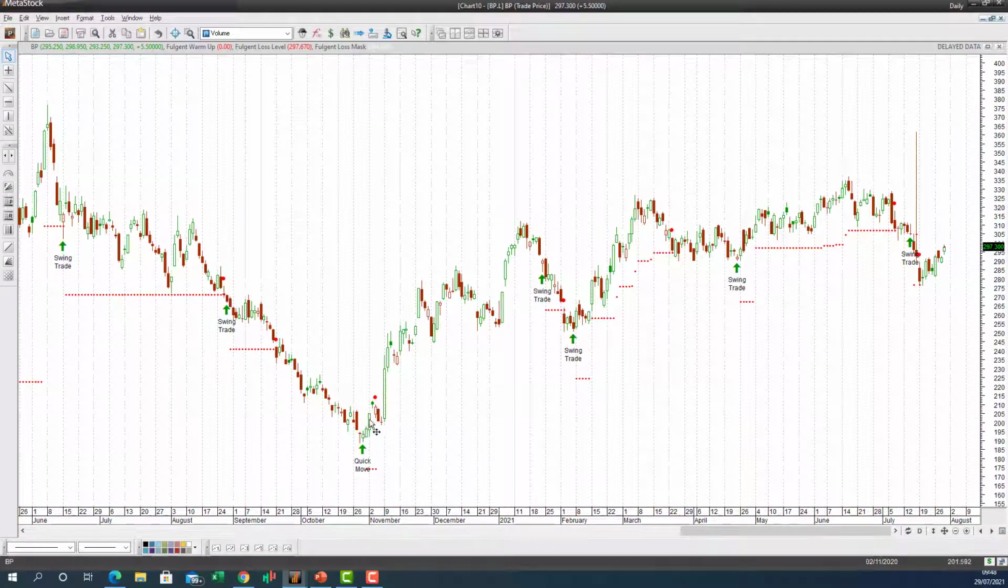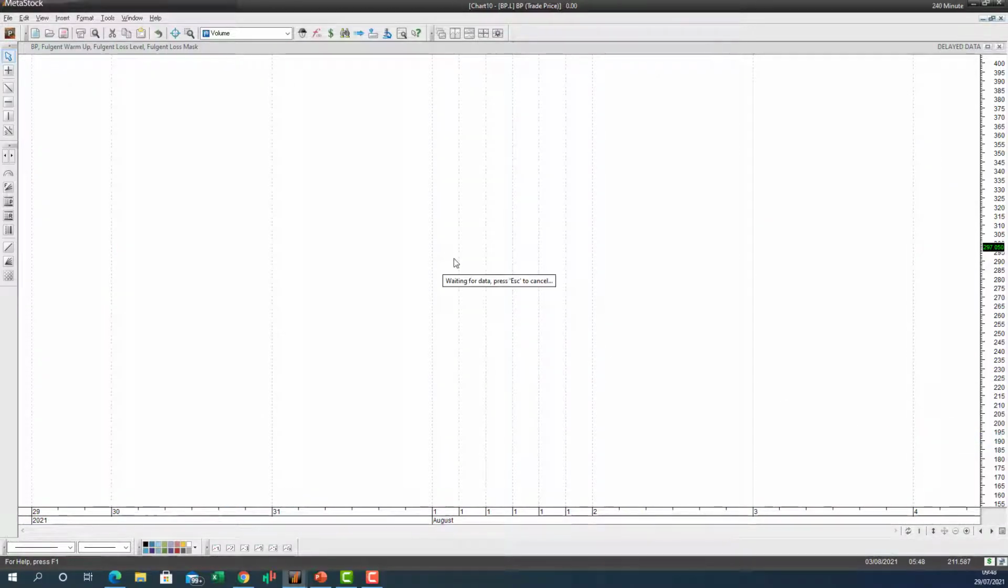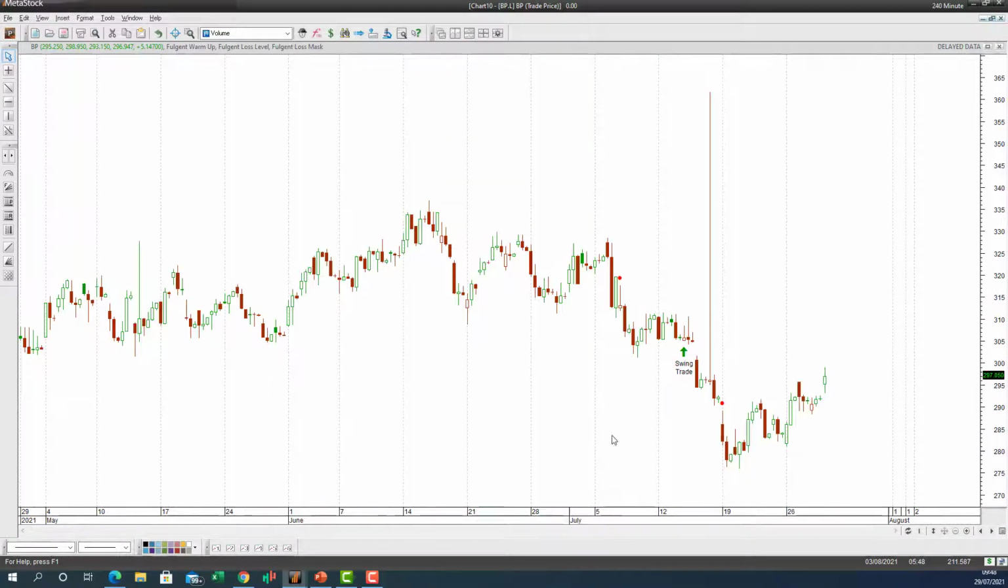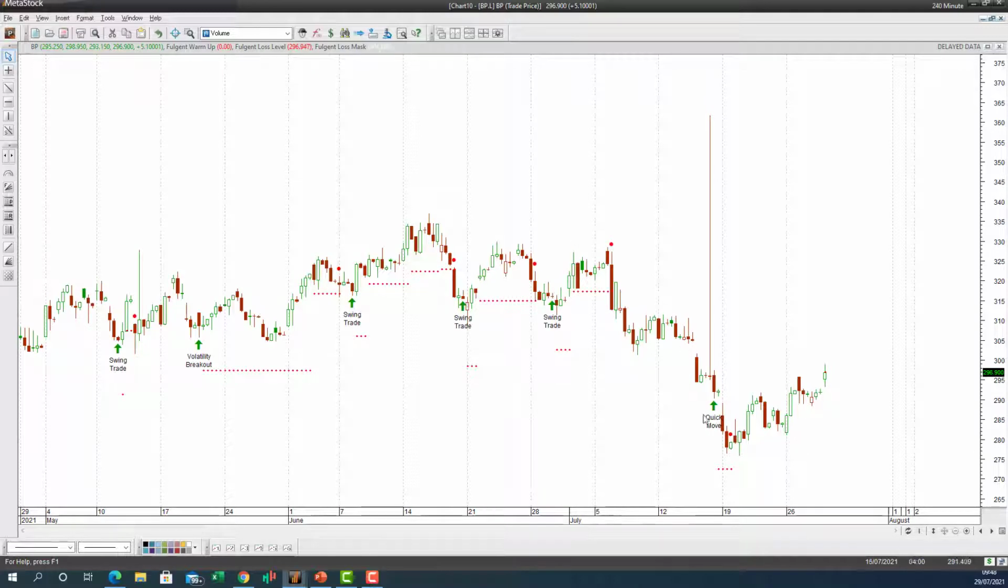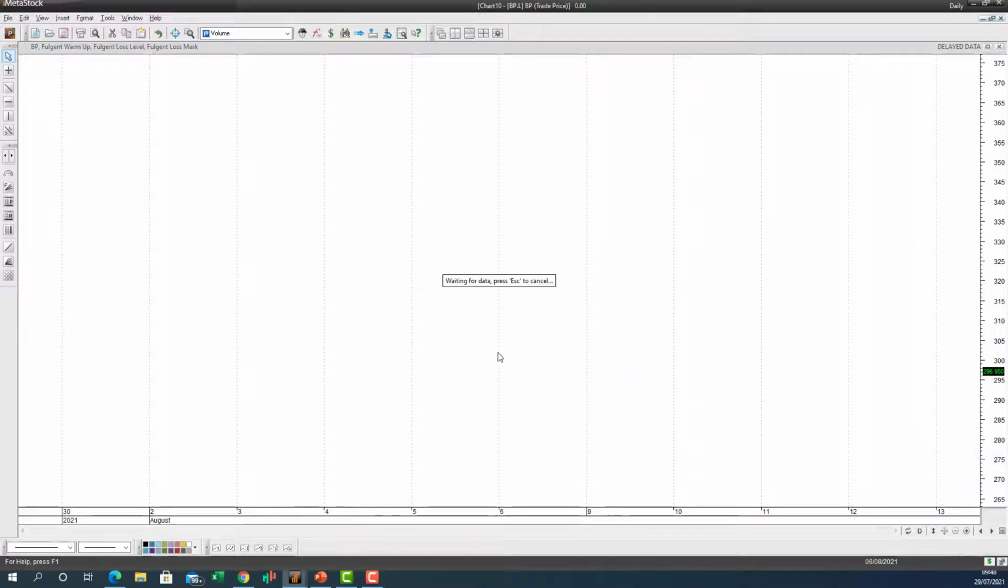You can see a quick move, swing trade, quick move, swing trade, fantastic swing trades there. The most recent swing trade got you out there, huge volatility there. What's happening on the 4-hour chart with BP? You can see it's a quick move to the upside there, swing trade, swing trade, swing trade. So there is a swing trade on BP to look at for a quick move.